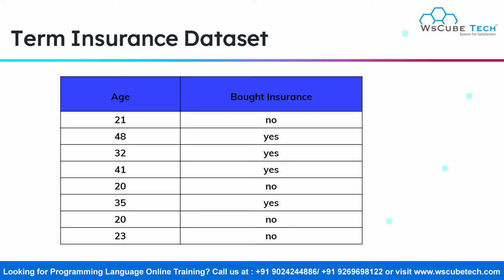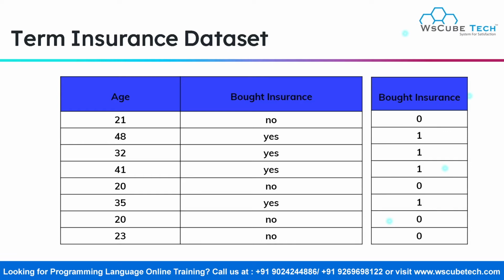One more thing you can observe here is that the output variable, that is the target variable, bought insurance, is a categorical column. That is, it is in the form of a string, either yes or no. Only two classes are there since we are dealing with binary classification. So first we need to convert or set this target column, bought insurance, into binary format, that is 0 and 1.